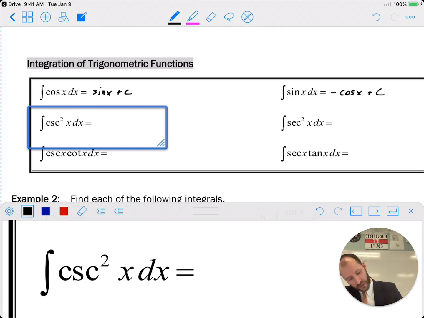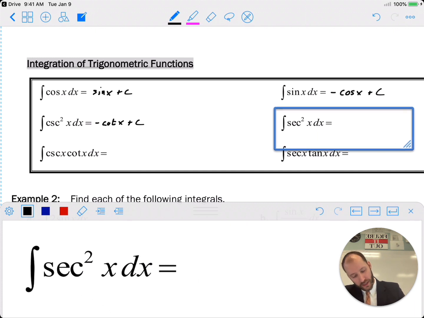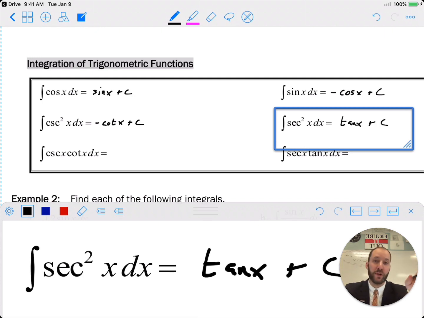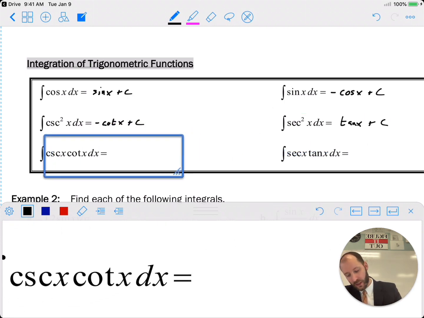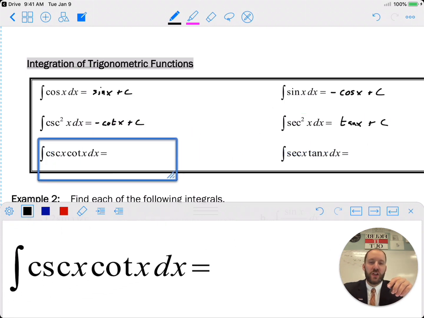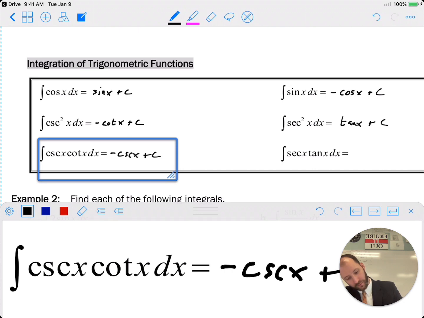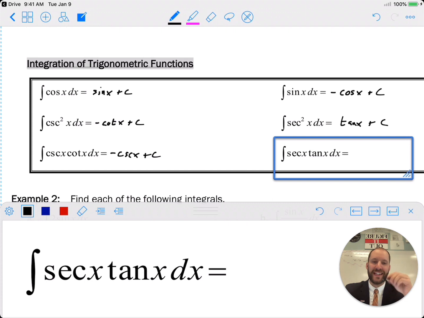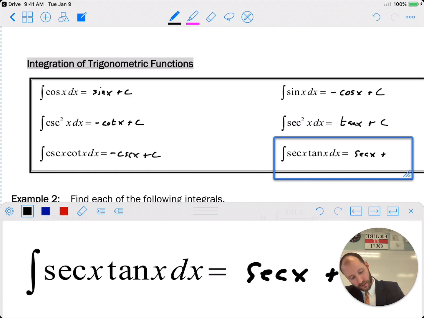So cosecant squared is negative cotangent x plus c. Secant squared is tangent x plus c. Maybe you remember the derivative of tangent is secant squared, so now reverse it. Indefinite integral of cosecant cotangent x is going to be negative cosecant x plus c. And for secant tangent, that would be secant x plus c.